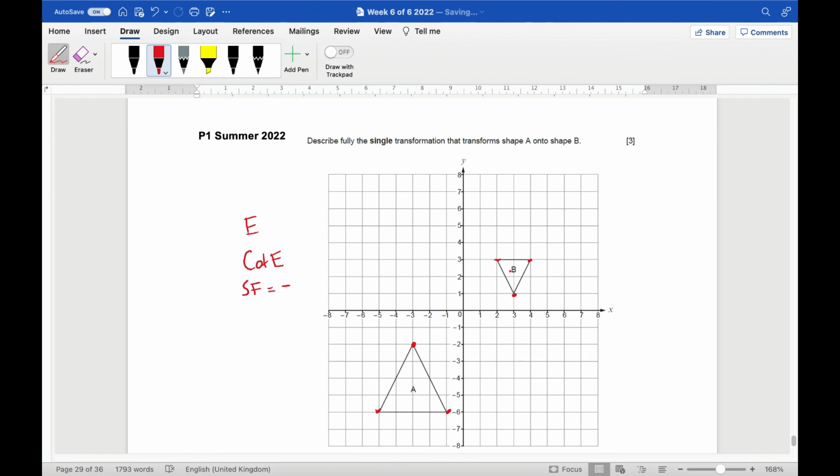A is twice as big as B, therefore, to go from A to B, B is half the size of A. So the scale factor isn't -2, it's -1/2. If B were twice as big, it would be -2, but in this case, it's half as big in the other direction. End of video, end of booklet 2.